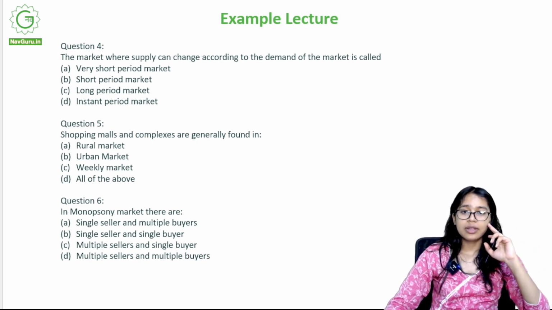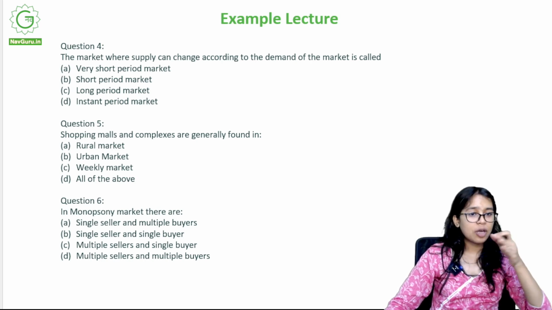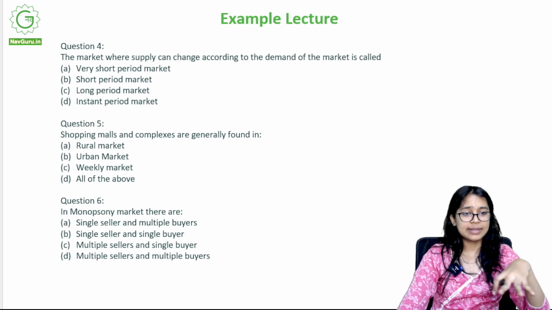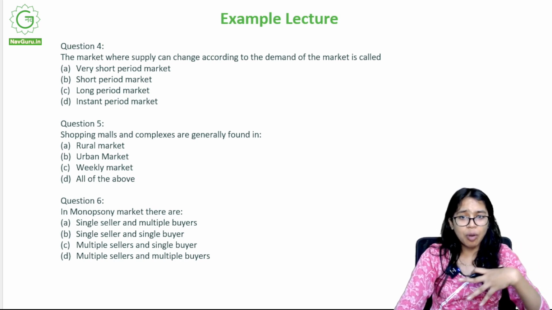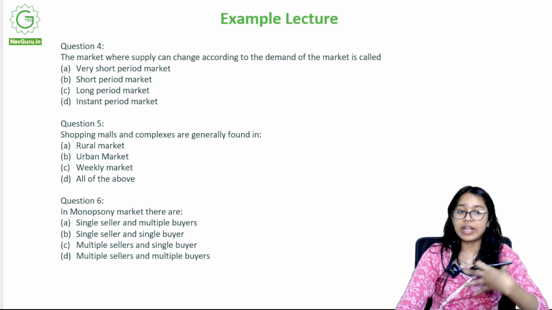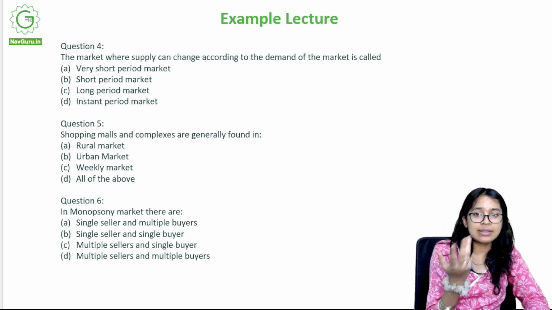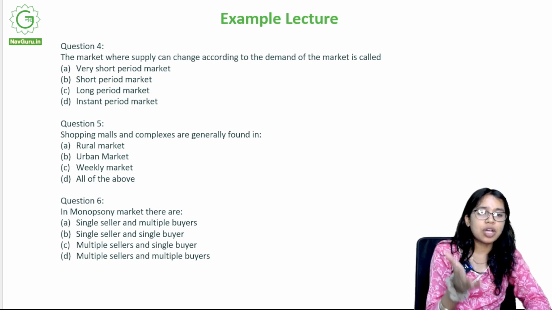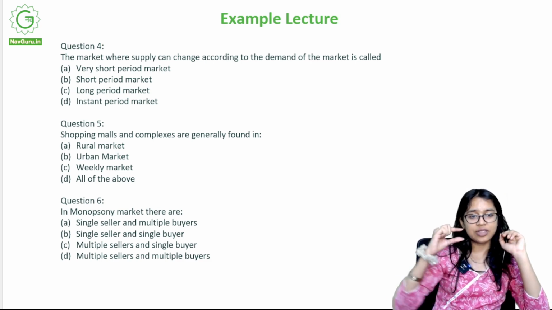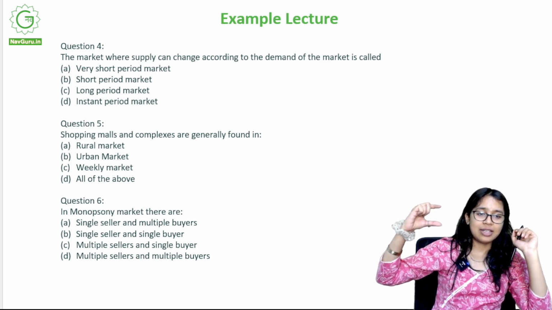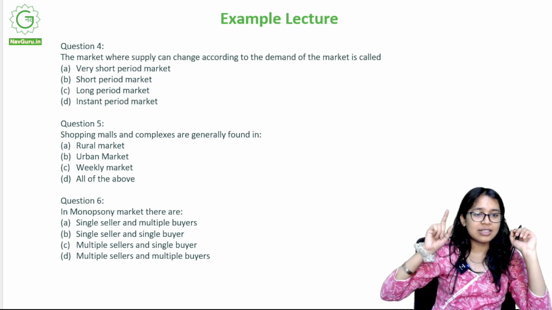Okay, going ahead, the market where supply can change according to the demand of the market is called dash. Okay, so very short period market, as the name suggests, is very short, and hence there is no flexibility for supply to change according to the demand, and hence this is not the right answer. Similarly, short period is this short, and instant period is this short. So the right answer is long period markets.